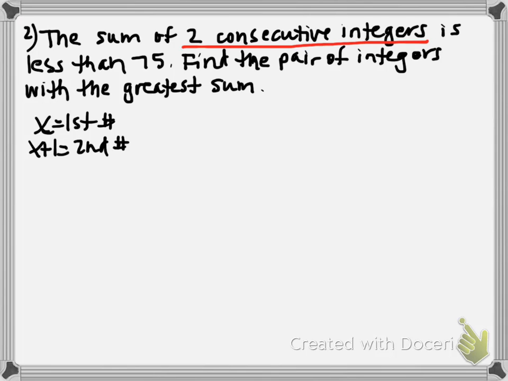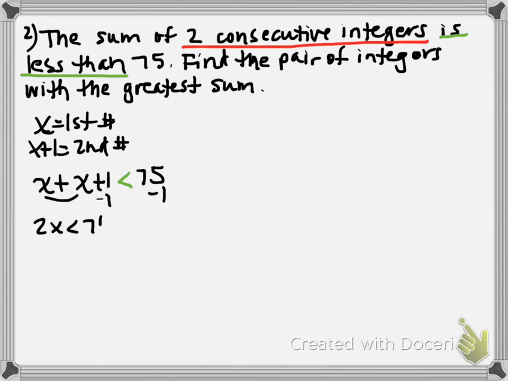Now I'm told I'm going to sum them, so that means I'm going to add the x and the x plus 1. And then I look for the word that tells me what symbol goes next. I'm looking for a word that just means equals, but in this case it doesn't say equals, it says is less than. So that translates simply into the less than symbol. And then we're going to combine like terms, and I'm going to subtract 1 from both sides to get the constants on the other. And I get 2x is less than 74.